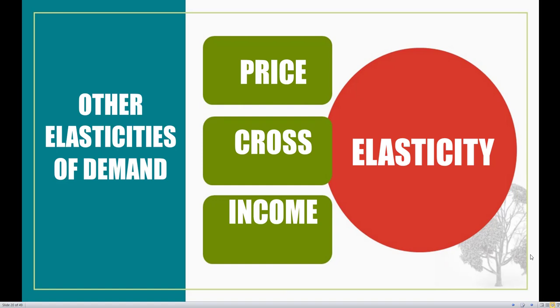Before we go ahead and move on to the other types of elasticity of demand, I want to give you guys two extra examples from my own life and application so you guys get a better idea of what we've done so far. So first example, would you consider umbrellas to be an elastic or inelastic good?